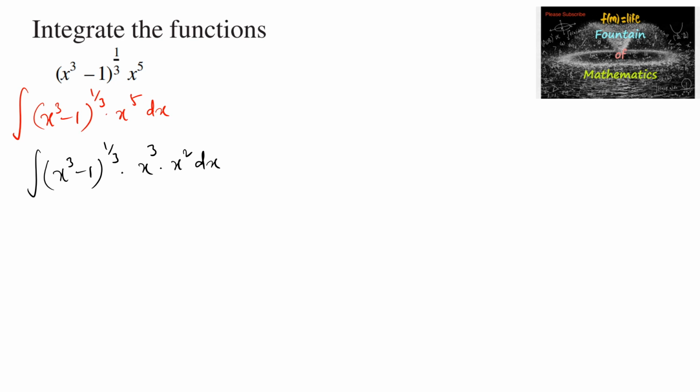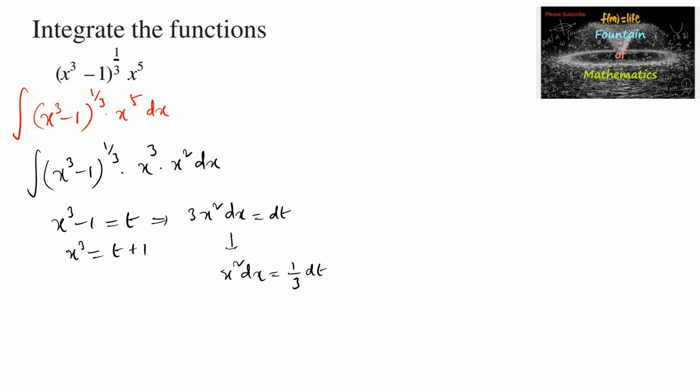Now let us put x power 3 minus 1 is equal to t, which implies 3x square dx is equal to dt. Here x power 3 will be t plus 1, and x square dx we can write as 1 upon 3 dt, so that x square dx will be 1 upon 3 dt, and x power 3 we can write as t plus 1, and x cube minus 1 we can write as t.